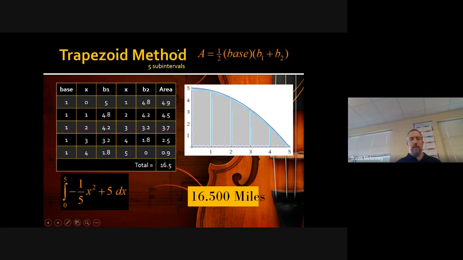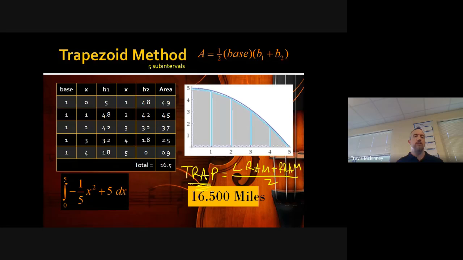Now, it's kind of hard to see here. I was writing on top of it, but some problems will ask you to find the left sum and then ask you to find the right sum and then ask you to find the trapezoid sum. If you've already found the left sum and the right sum, the trapezoid is just those two added together and divided by two, because you're basically just taking all the ones on the left and then all the ones on the right, and you're dividing it by two because that's part of the trapezoid formula.